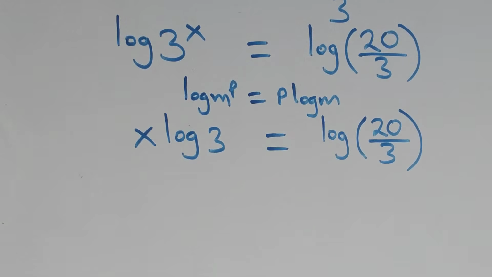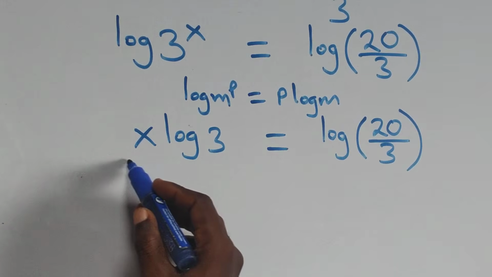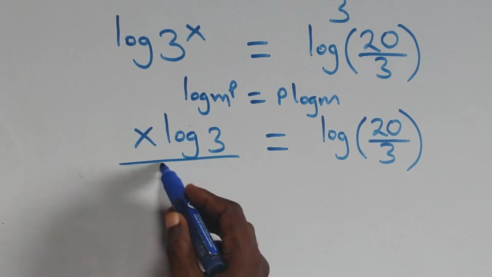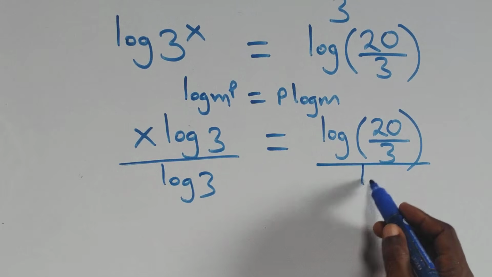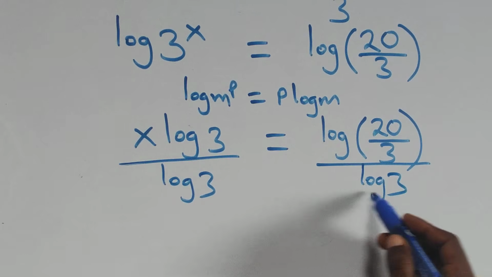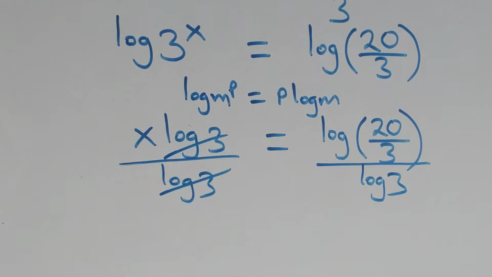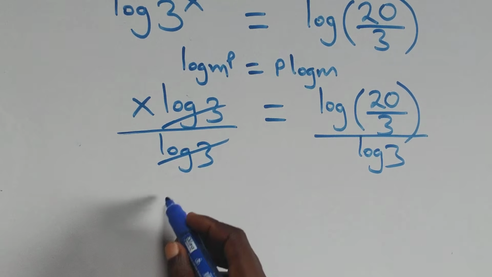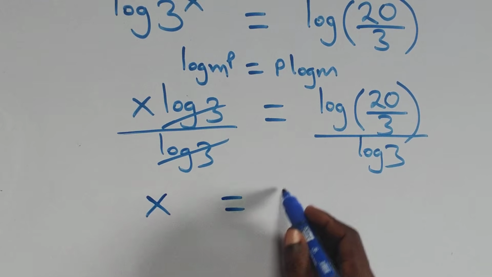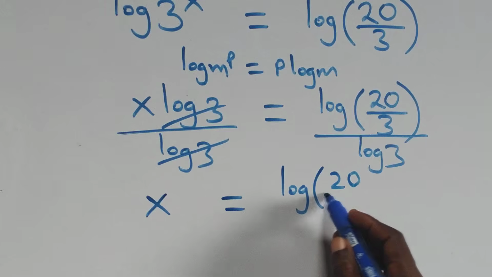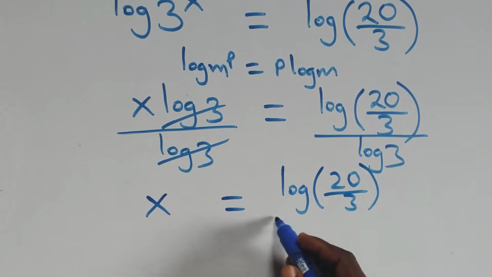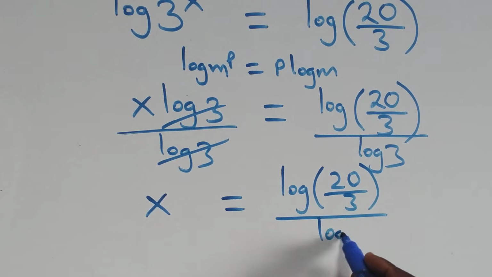Then also, we bring the log together on one side. Divide both sides by log 3 here. Can divide this side by log 3 and also divide this side by log 3, so that log 3 will cancel each other here. And this becomes x equals to log 20 over 3 divided by log 3.